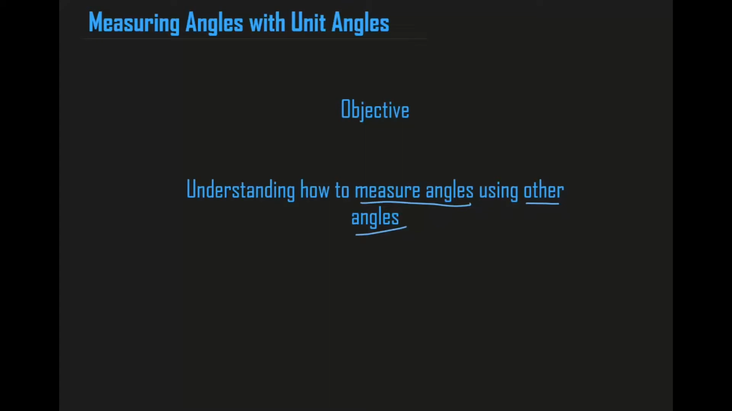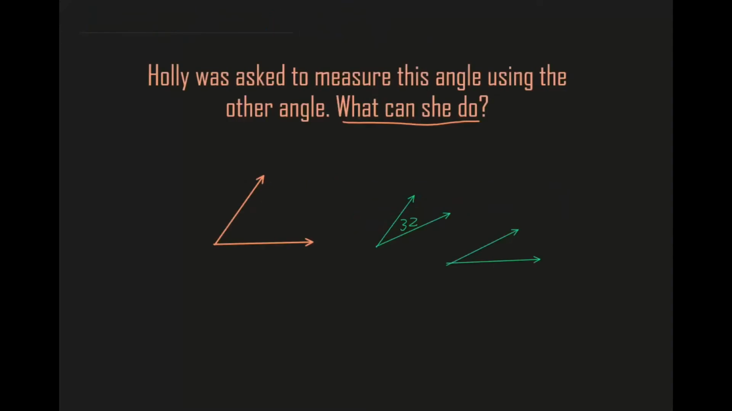So I'm going to start off with a question. We have Holly. She was asked to measure this angle, using the other angle. So that's this one. This is 32 degrees. What can she do? So both of these are 32 degrees, and we need to figure out what this one is. So this is our question mark.